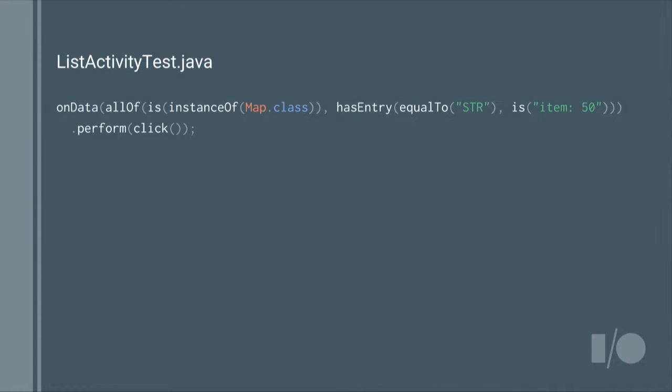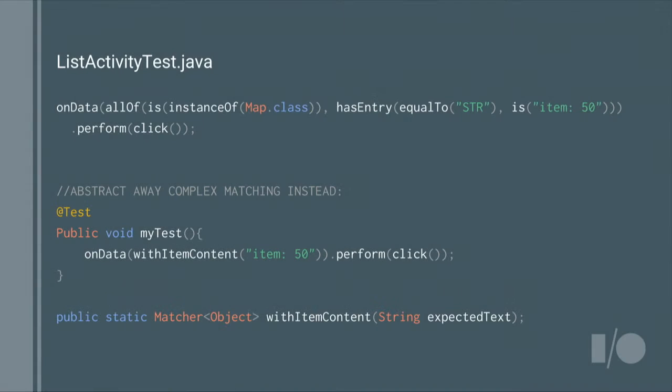And then imagine you change the adapter, you change the data that's backing your list view. You're starting to use a cursor or whatever else. And suddenly, you have to go and change it in every test in your code. Pretty daunting. So instead, just try to abstract away any more complicated matchers, any more complicated pieces of code.